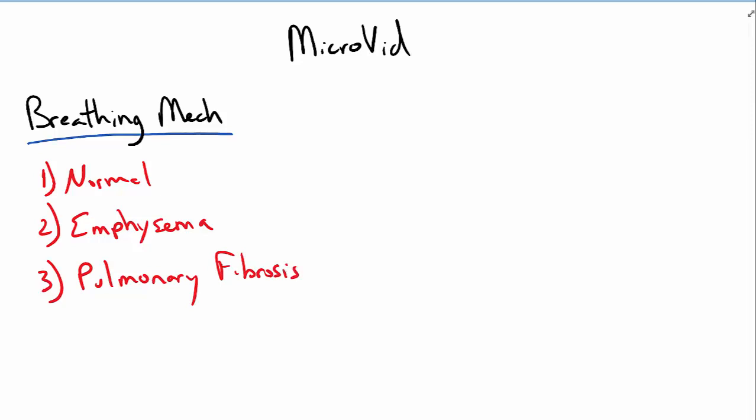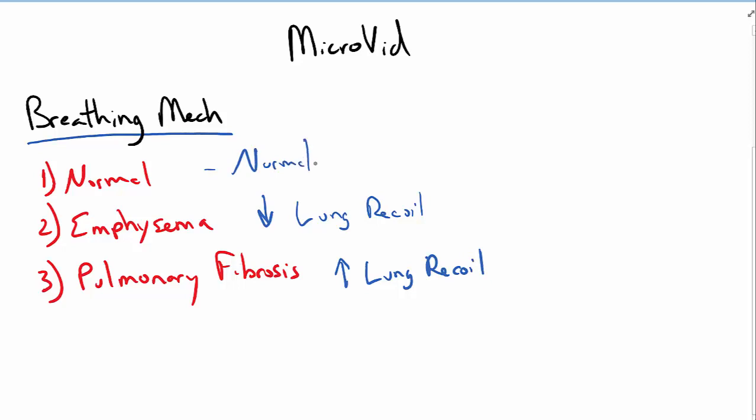So why talk about emphysema and pulmonary fibrosis? Well, these disease states are opposites in a manner of speaking, in that someone with emphysema has a decreased lung recoil, and someone with pulmonary fibrosis has an increased lung recoil above normal. And normal is just normal. So let's start with emphysema.